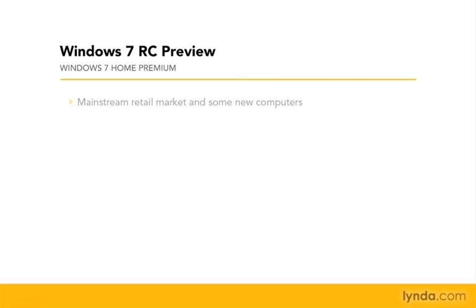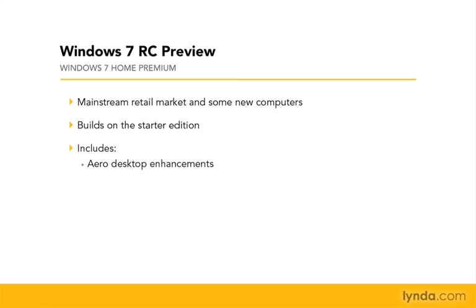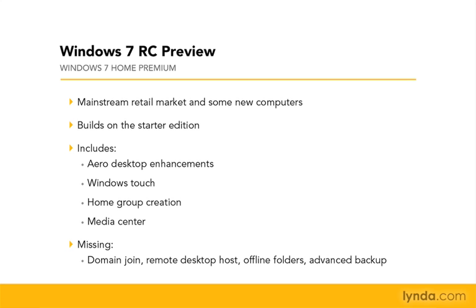This will be available through the mainstream retail market, and it's going to be available on some new computers. This one builds on the Starter Edition, and will include the Aero desktop enhancements like Aero Glass. You will have Windows Touch capability if you want to use a touch screen. You can create home groups, and there will be a media center. What you're going to be missing in the Home Premium Edition are things like domain join, remote desktop hosts, the ability to create offline folders, and advanced backup.